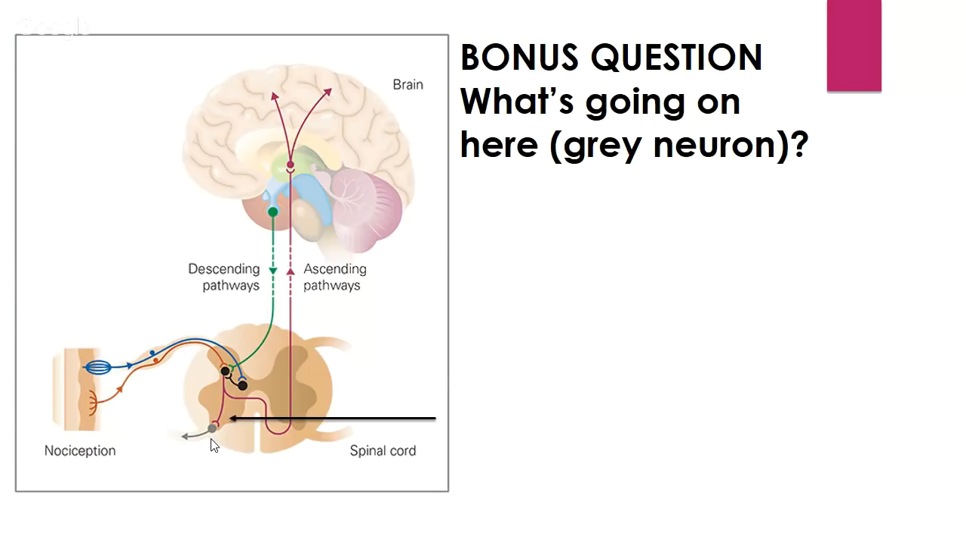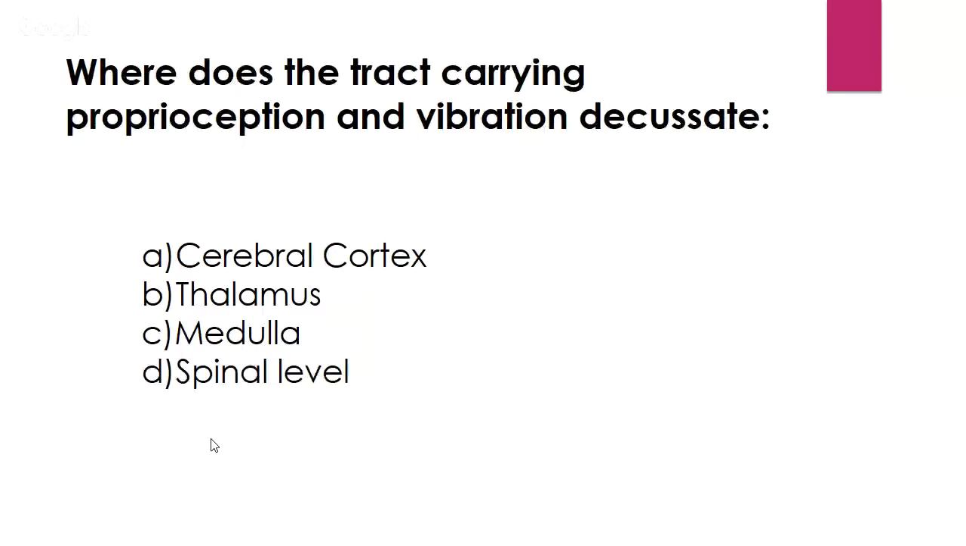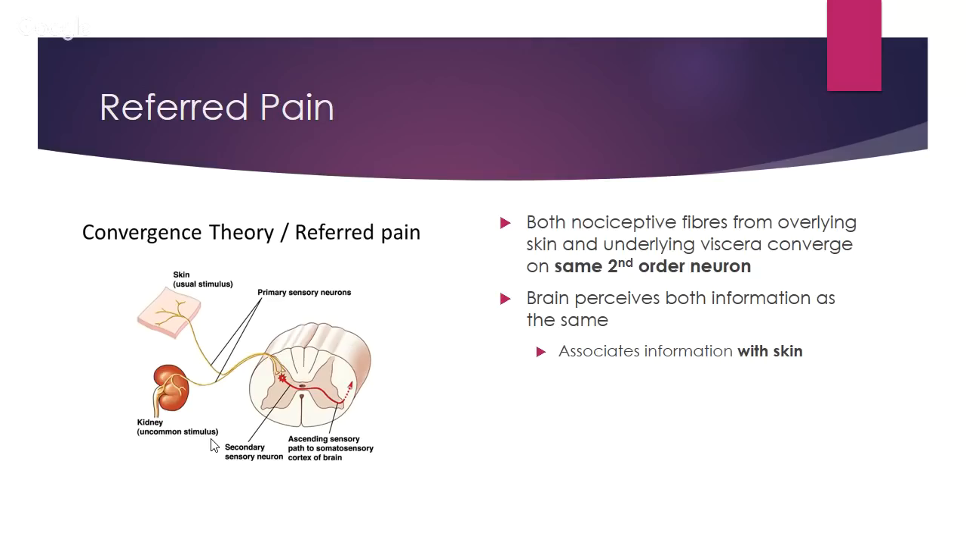Bonus question. Basil, what's going on here? Actually, whoever can answer this, just shout it out. Ben. All right, and that's a quick summary of all that. Where does the tract carrying proprioception and vibration decussate? Medulla? Yeah, you guys all know what's up. Cool, and again, where all those drugs act.